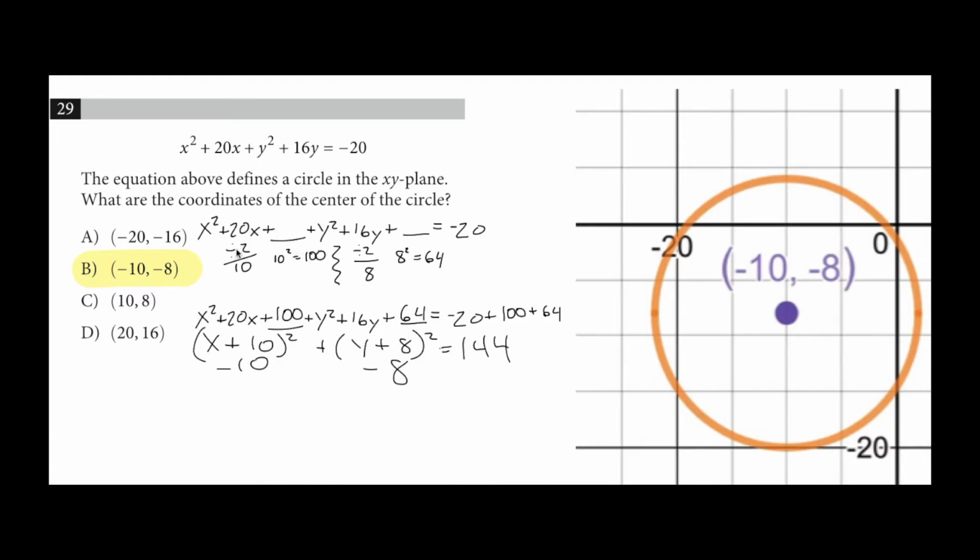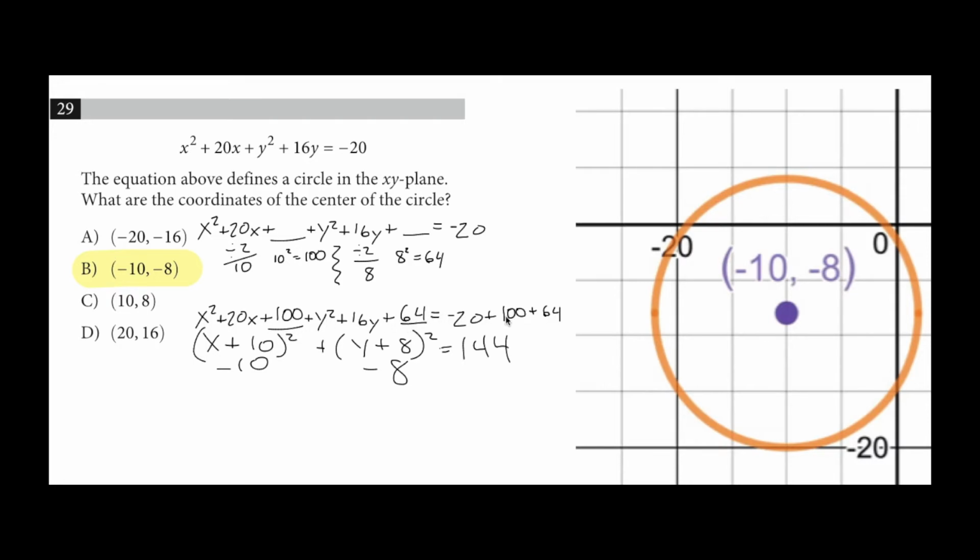So 20 divided by 2, this is your side work. You look at this value, divided by 2 and squared, you get 100. So 100 is the number that you have to fill in the blank right here. And then divided by 2, that's 8, and 8 squared is 64. 64 is the number that's right here as well. So you're adding 100 over here to complete this square, and adding 64 over here to complete this square.